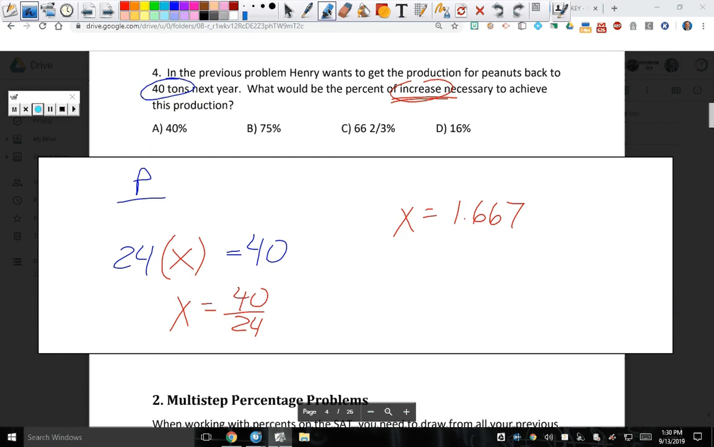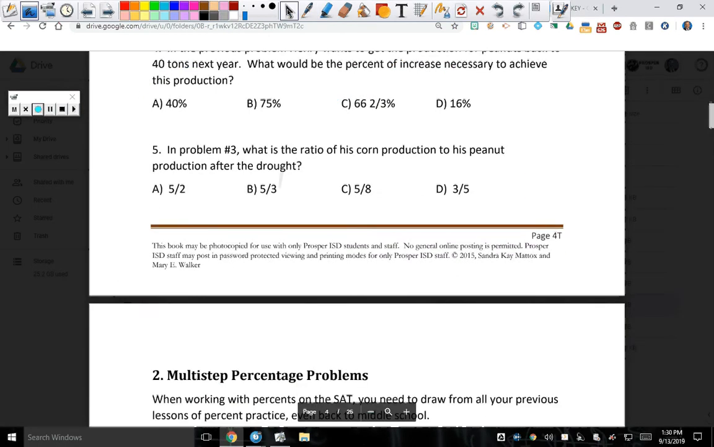That means because this is bigger than 1.00, we know it's an increase. And it's an increase of how much? 66 and 2/3. So the magic number 1.00, very important.